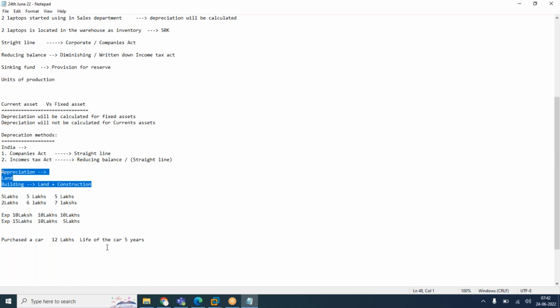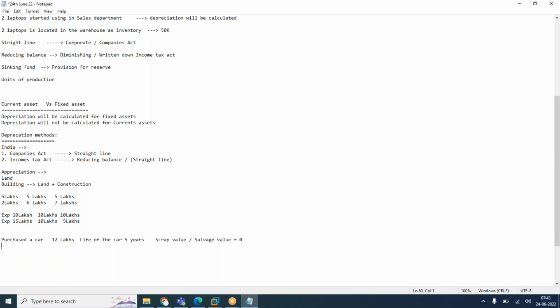Okay, fine. Now, if I purchase a car at the rate of 12 lakhs, life of the car 5 years, means after 5 years the car value is 0. Assume its value is 0, but car value will not be 0. It will be at least some scrap value or salvage value. But for time being, assume 0. After completion of 5 years, it is 0.